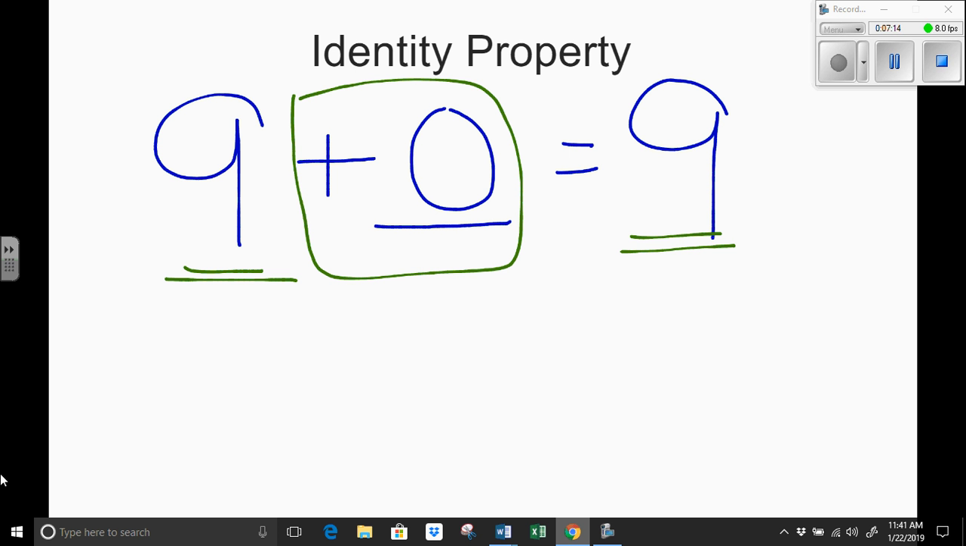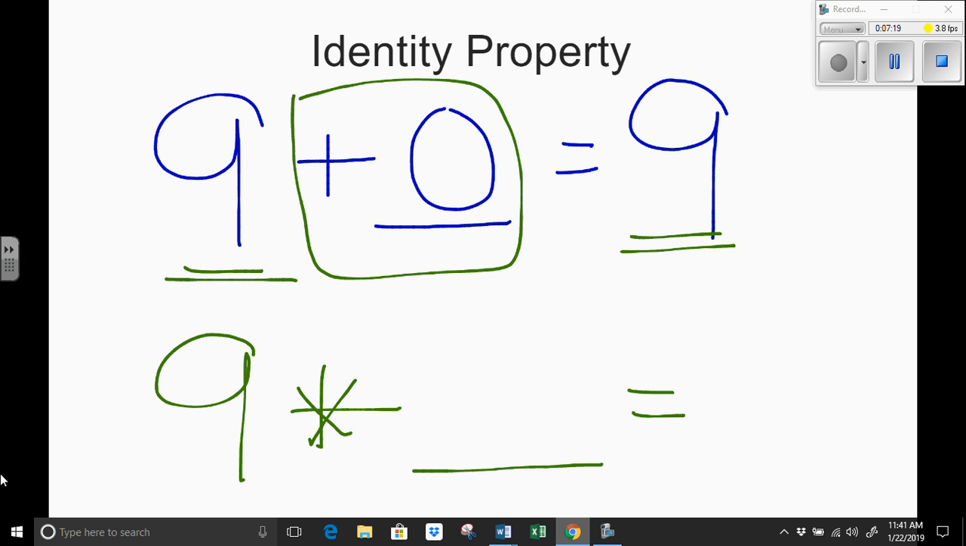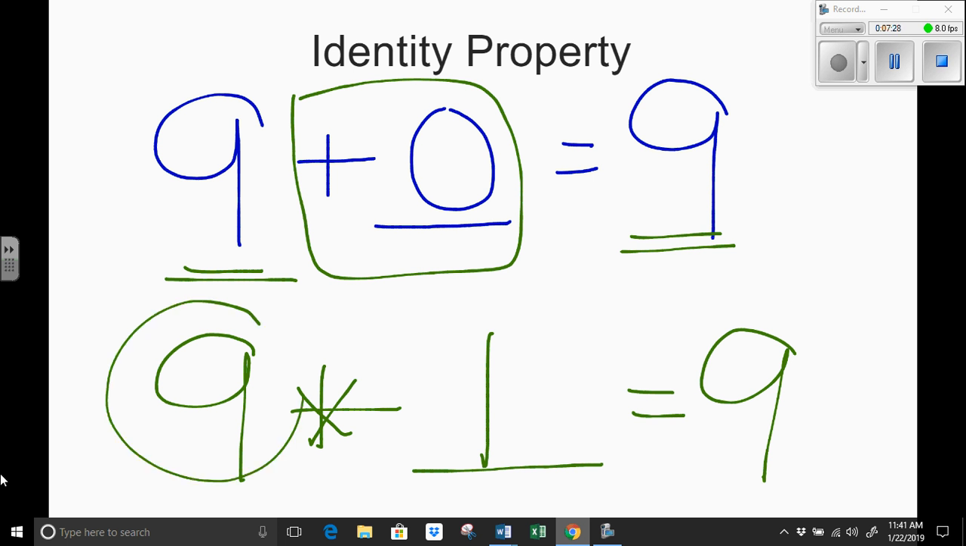Now, let's say I had 9 and I wanted to multiply by some number to still give me 9. I could multiply by 1. 9 times 1 is 9. Even though 9 was being multiplied by 1, it still stayed true to itself because our answer remained as 9. So our identity property deals with basically adding 0 or multiplying by 1. You always want your value to come out to be the same, no matter whether you're adding 0 or multiplying by 1.